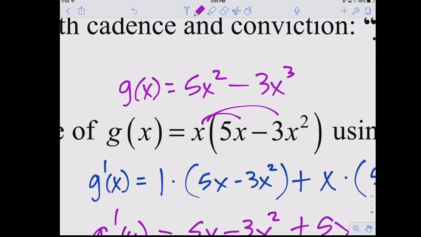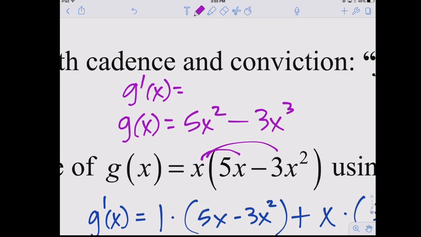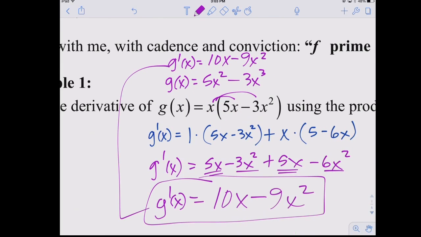As they say, an ounce of prevention is worth a pound of cure. Right? That's like a 1 to 16 exchange rate. That's pretty good. G prime of x now, without the product rule, just the other rule, what's it called? The power rule. What's the derivative of 5x squared? 10x. What's the derivative of negative 3x cubed? Negative 9x squared. Is that the same thing we got down there? Yeah. And which way was easier, the second or the first?